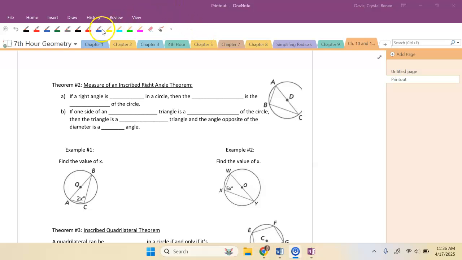Alright guys, so this is the second video of 10-4. If you haven't watched the first video, watch that one first. Okay, we're going to do the second and the third theorem, and this shouldn't take very long at all.